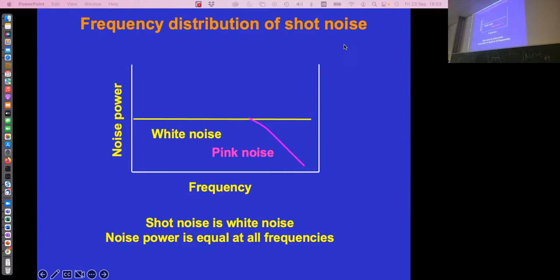Then we have a definition called pink noise, that is when it decays at high frequency. What happens in general is that the photodetector has a cutoff frequency, a limited frequency to measure. So then it decays off. This is more of a measurement effect, and has nothing to do with the fundamental noise properties of shot noise.